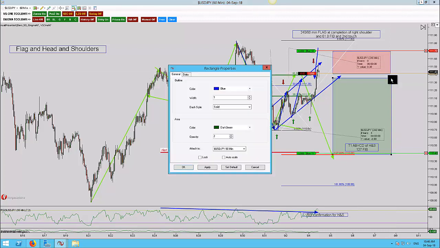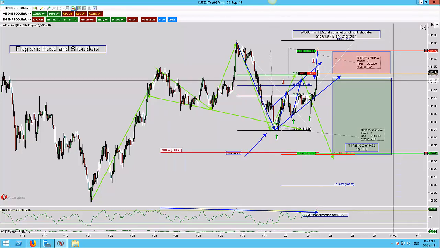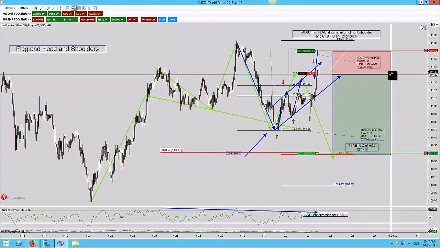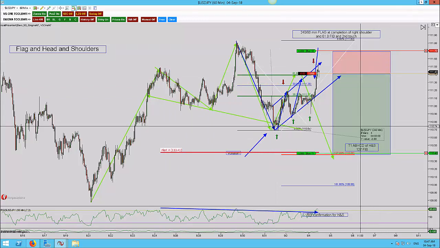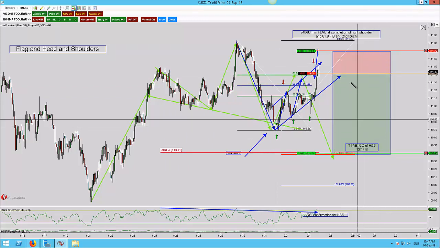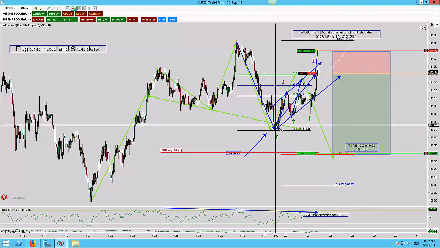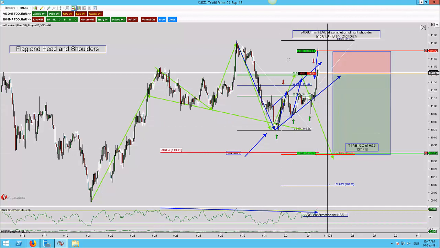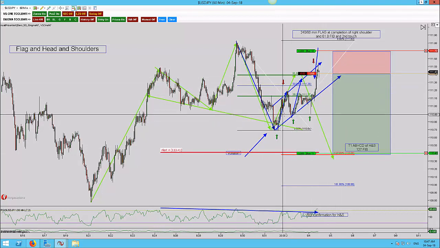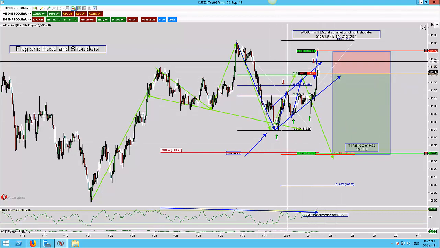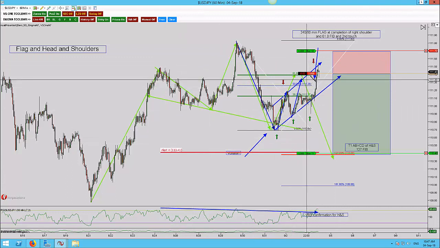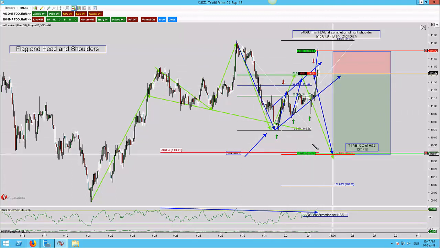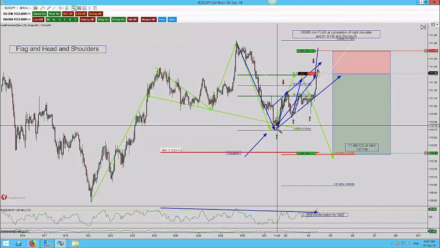There's my entry now, there's my stop. So usually on these flags I would play for first targets at a retest of the lows and secondary targets at the extension. In this instance I'm not doing that, purely because I have more confluence indicating that we're going to go lower than I have just for playing for a retest of the lows.